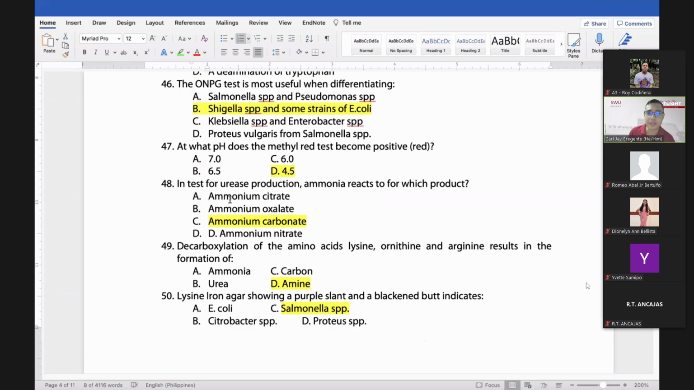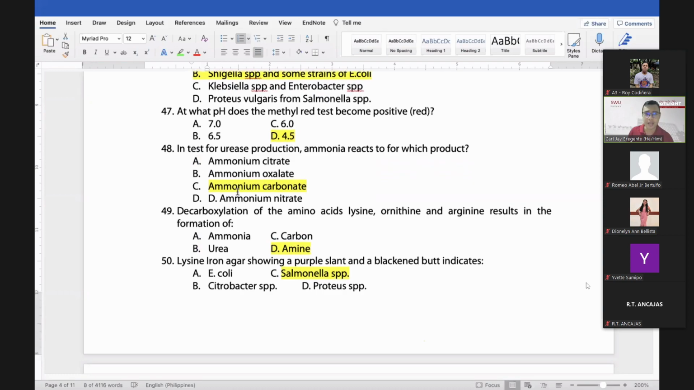At 47, at what pH does the methyl red test mostly become positive? So the correct answer is pH 4.5. 48, in a test for urease production, ammonia reacts to form which product? So the correct answer is ammonium carbonate. Okay.